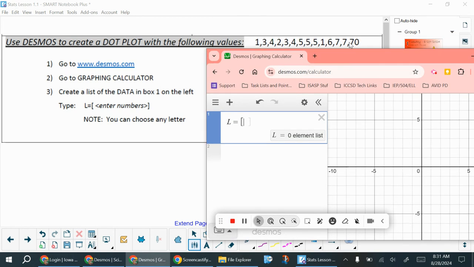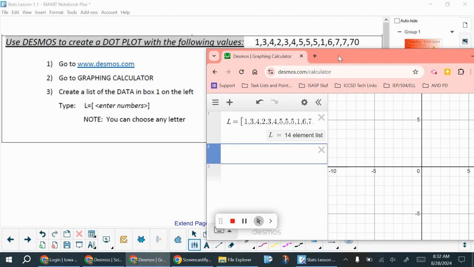I don't even have to worry about it being in order. So I'm just going to start typing it in with commas in between. And the last one there is 70, and then square bracket. You can see it has 14 elements. The easiest thing in the world to mess up here is just to type one of those numbers wrong, to miss a comma, to miss a number. So go back and double check your numbers. The stuff your calculator does is only as good as the numbers you type in.